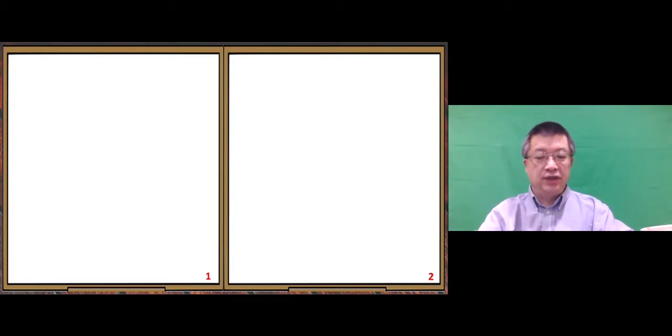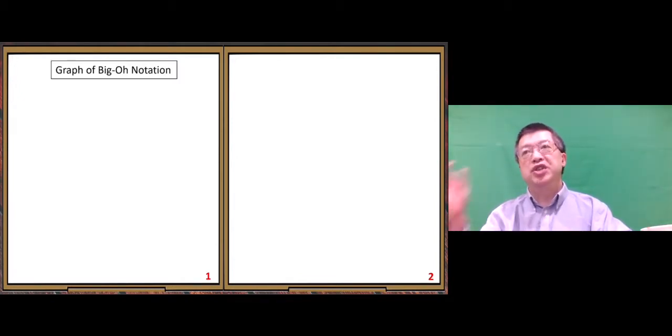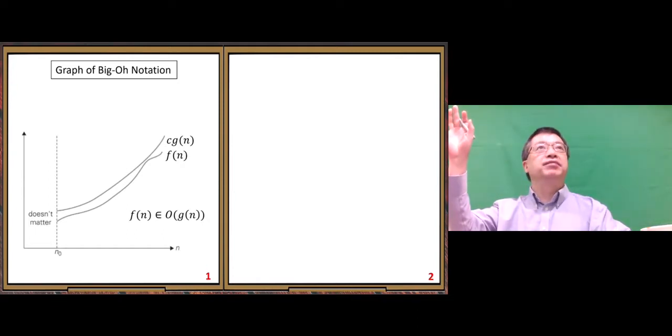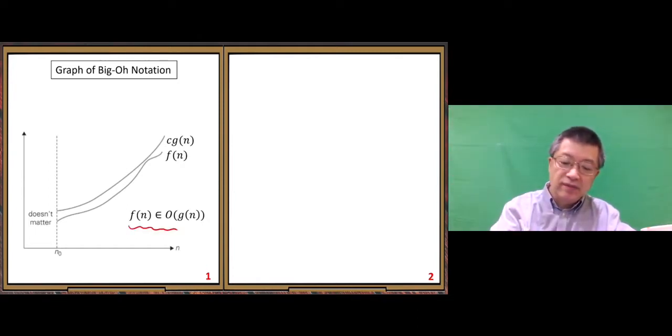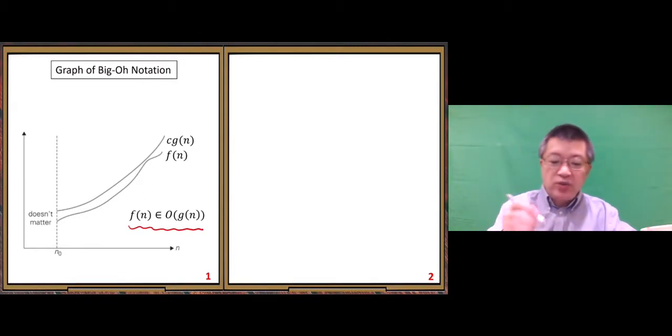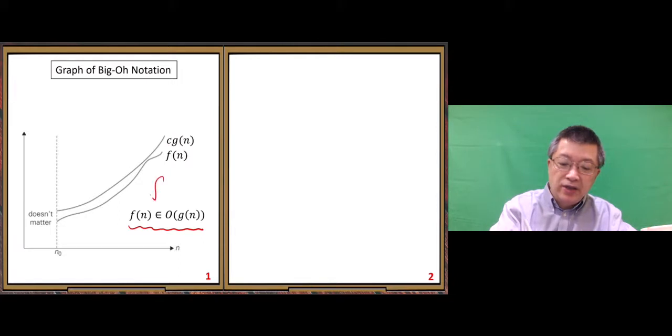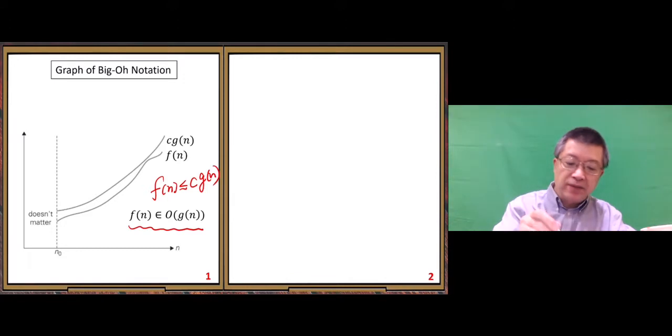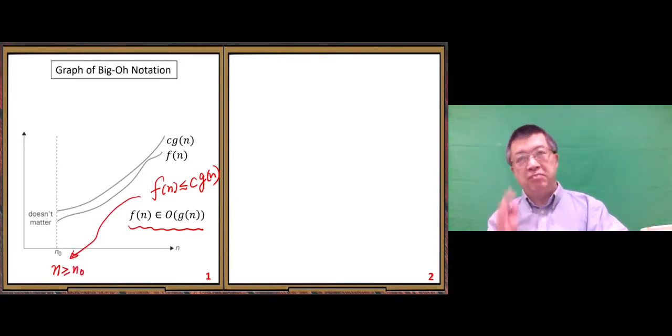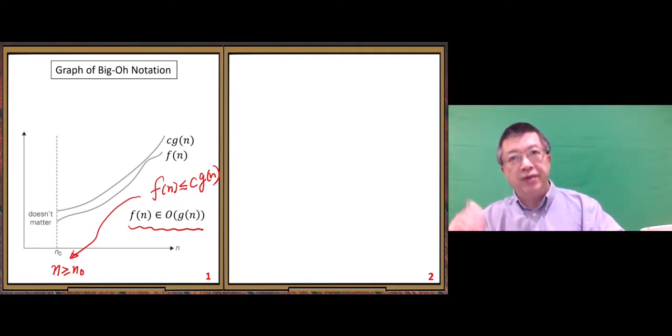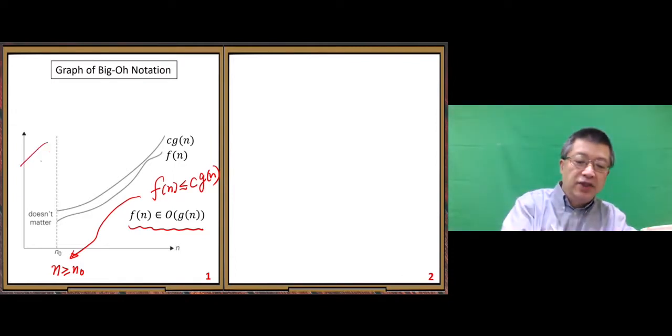All right, the first example, big O notation. We just learned it last time. From the graph, what is that? We know the big O notation means we can find a constant C so that f of n is less than or equal to C times g of n. But that inequality is only true when n is greater or equal to n0, for some pre-selected n0 number. Before that, it doesn't matter.